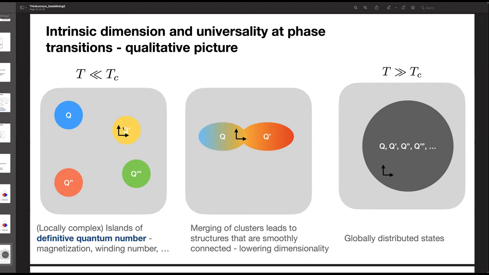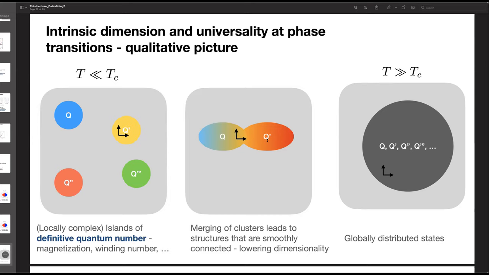And then the intrinsic dimension is large because it's able to see fluctuation at the local scale inside each cluster. Oppositely, at very large T, essentially we will have all quantum numbers together, and the intrinsic dimension will also be large because it's seen just a single cluster which is globally distributed. So we have seen in the first slide, this is typically a very large intrinsic dimension.